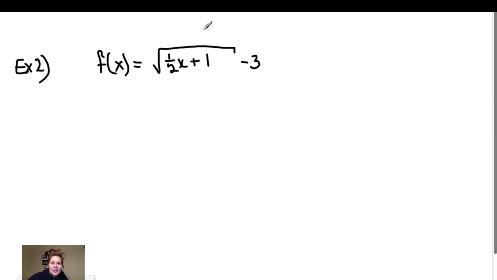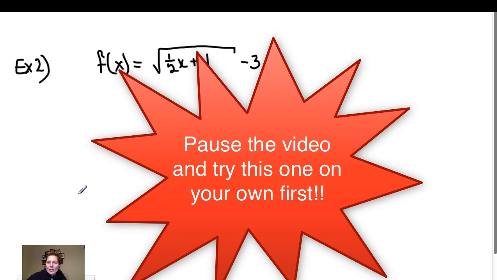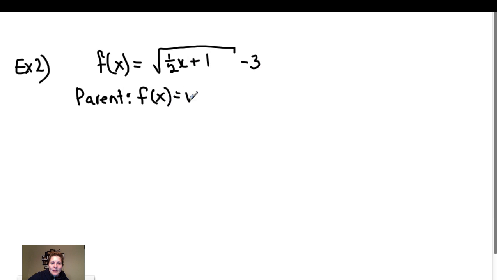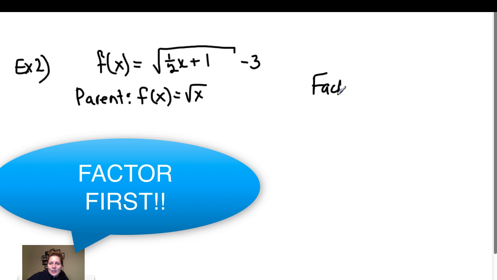Okay, so here's example number 2. We've been given this function, and again, we have to go back and determine the 3 things we need to know. We need to determine, first of all, what is my parent function? And so again, I look back into the function and I see if there's any clues, and of course the square root sign is a clue. So I know that my parent function is going to be the function f of x is equal to the square root of x.